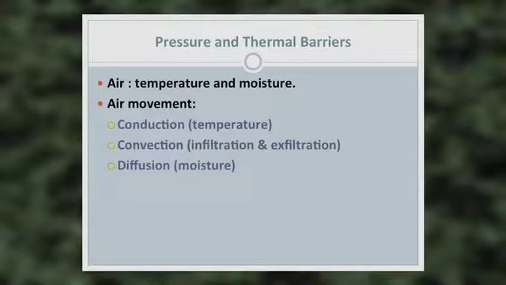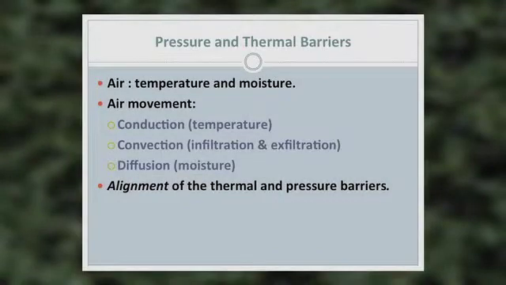Our pressure barrier, which stops our air, restricts diffusion of moisture. And in order for the pressure and thermal barriers to be effective, these two barriers must be both continuous and aligned with each other. If you have a continuous air barrier and a continuous thermal barrier, but they are not aligned with each other, we create a thermal bypass.